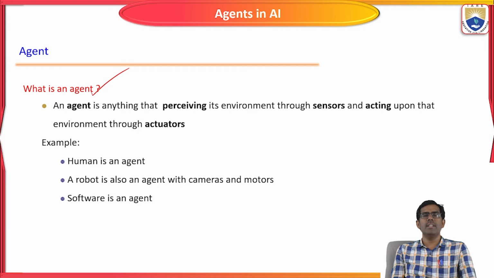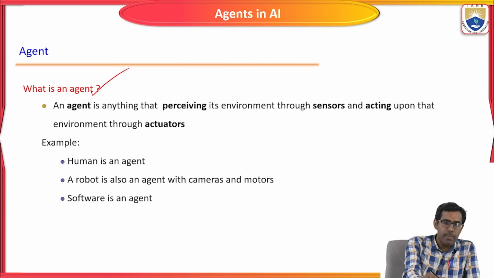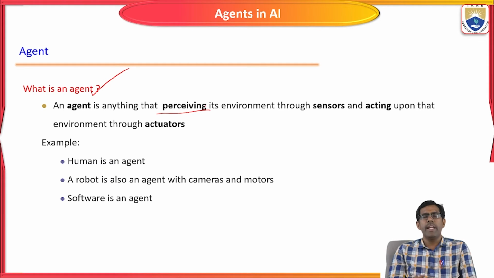Okay, so an agent is anything that perceives. Here perceiving means observing something, right? It observes its environment. Its environment means the situation, okay? So its environment through sensors only, we observe something, right? And acting upon that environment with the help of the actuator.